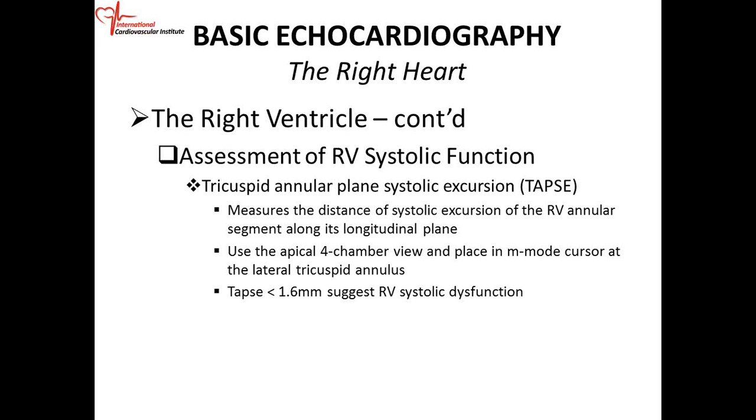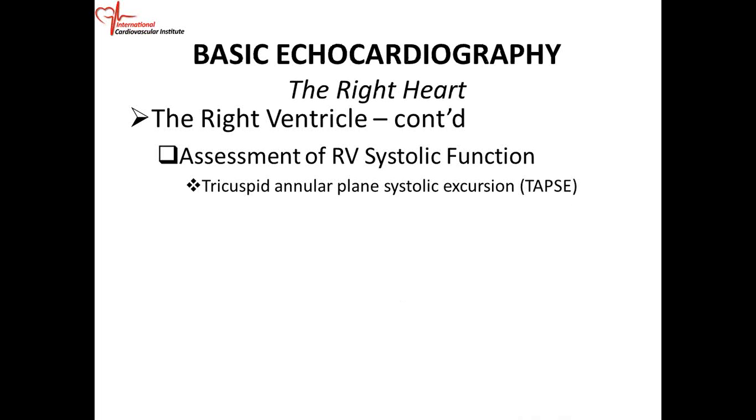So you're going to use your apical four chamber view. You place your cursor at the lateral annulus, and it's the M mode button you're going to press because you want a distance. You don't want a velocity, so you're not going to press TDI or pulse wave. RV systolic function is normal if the excursion is greater than 15 millimeters. Anything less than 16 millimeters is abnormal. Any questions there? And this is how it's done.